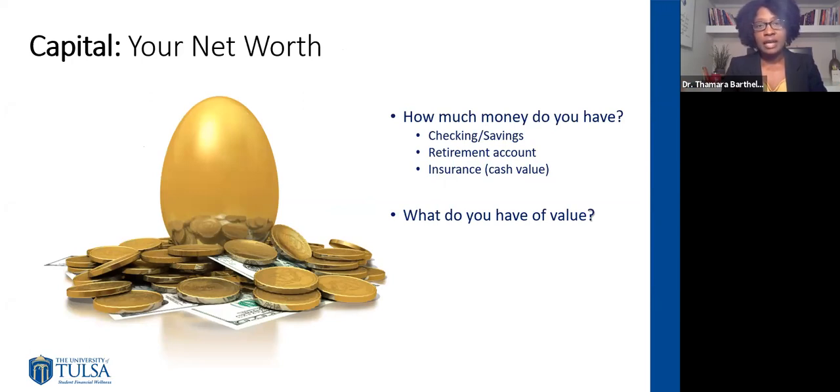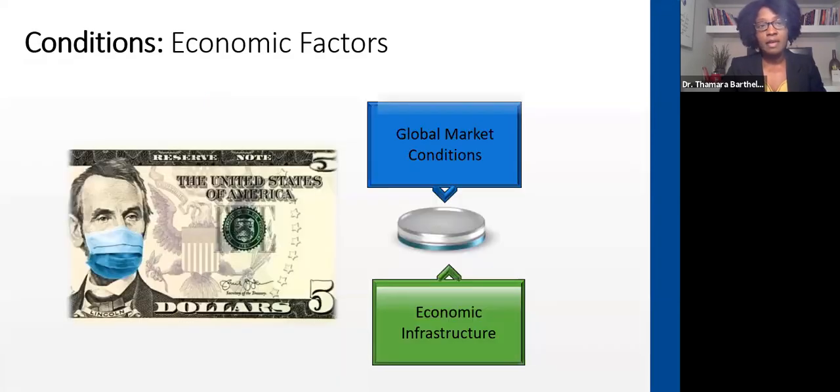So banks will look at how much money you have in your checking account, how much you have in your retirement account. And if you have insurance, it would be the cash value of the insurance. So it's not how much money will be paid out upon your death, but what is the cash value if you needed to borrow from your insurance, is that an option? And finally, we pretty much talked about the conditions, economic factors that affect whether or not a bank will be able to lend.